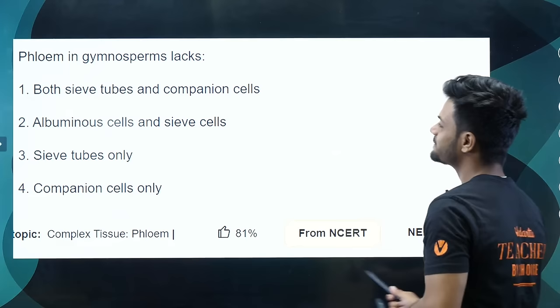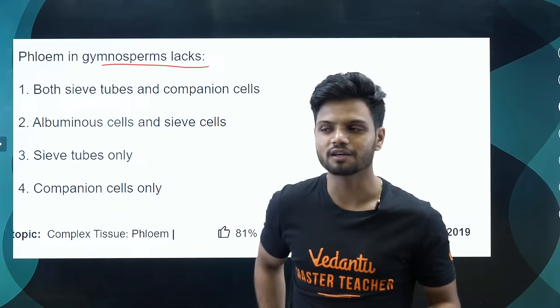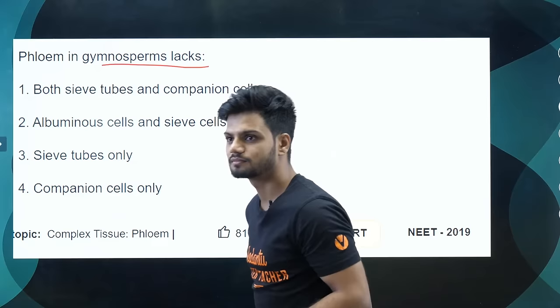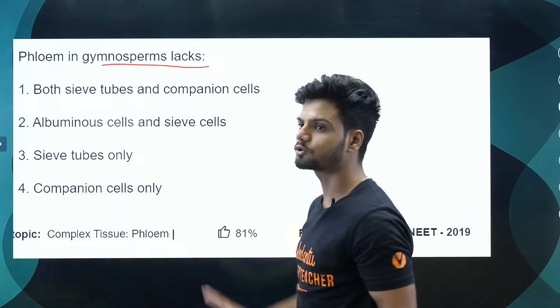Phloem in gymnosperms lacks what? No one is free to chat here; everyone is busy. My serious students don't chat unnecessarily. Phloem in gymnosperms lacks: both sieve tubes and companion cells, albuminous cells and sieve cells, sieve tubes only, or companion cells only.